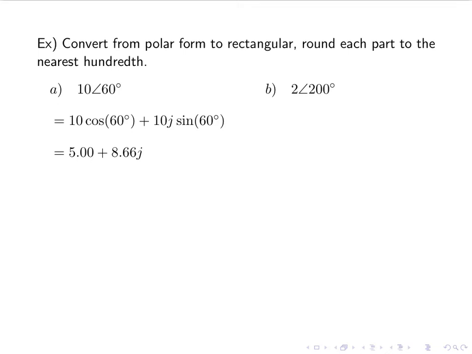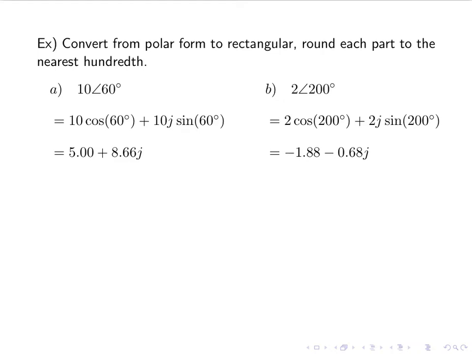If I have 2 with an angle of 200 degrees, again, that just translates into 2 cosine of 200 degrees plus 2j sine of 200 degrees. I plug both of those into my calculator, and I get negative 1.88 minus 0.68j.